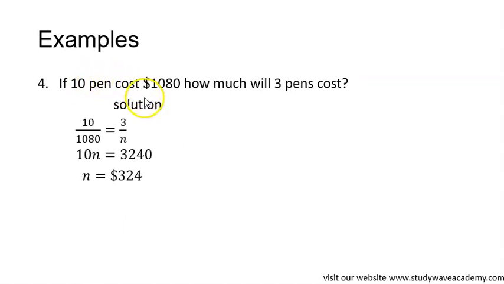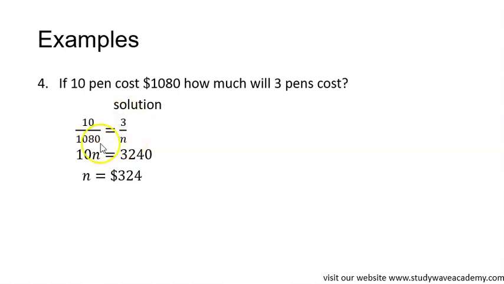If 10 pens cost $1,080, how much will 3 pens cost? The cost of 10 pens is $1,080, which is 10 ratio 1,080, which can be written as 10 over 1,080, is equal to 3 pens over n, where n is replacing the cost of the pens. We don't know the cost of 3 pens, we have to find it. 10 pens cost $1,080, okay? But 3 pens, how much will 3 pens cost? So it's 3 over n.